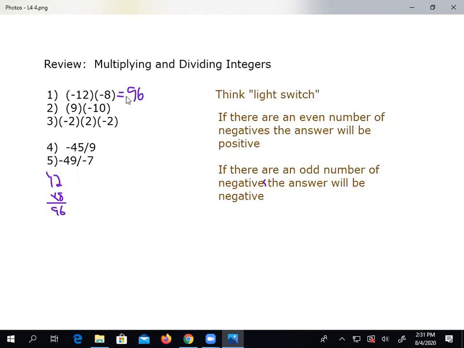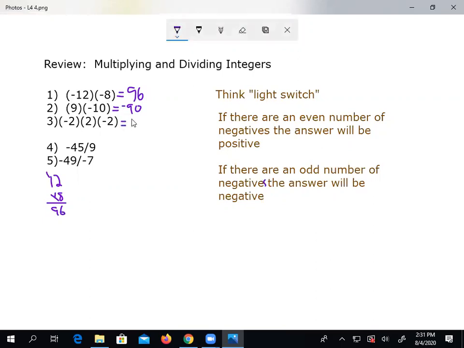So as a light switch, one negative flips it to a negative, the second negative flips it back to a positive. Or in other words, if there's 2 negatives, an even number of negatives makes it a positive. So 9 times -10, well, 9 times 10 is 90. And since there's only one negative problem, that's going to flip it to a negative, so -90.